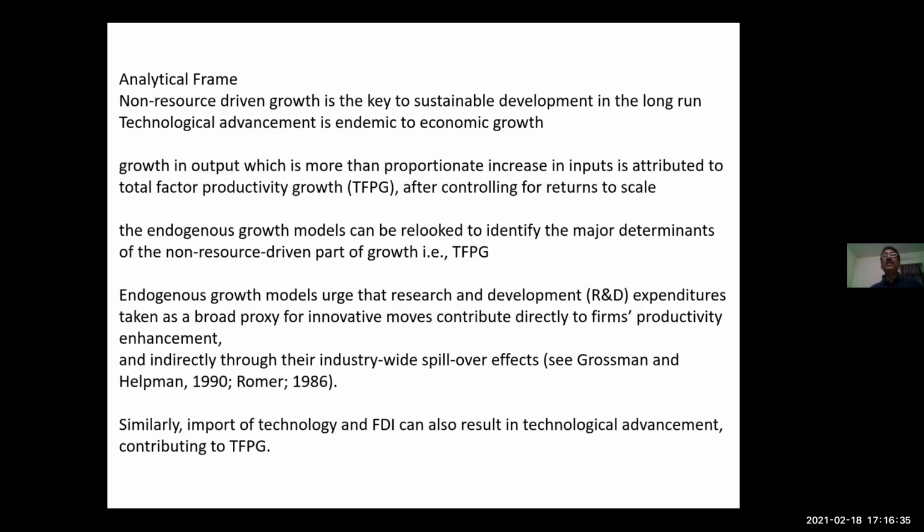Similarly, import of technology and FDI can also result in technological advancement contributing to TFPG, because the idea is that the imported technology will allow you to use the resources more economically. Similarly, when foreign direct investment flows in, it comes with technology as a package. With the implementation of that new technology, there would be a lot of ancillarization and a lot of positive spillover effects to the neighborhood, both spatially as well as in terms of the backward and forward linkages to other industries connected to the main industry. Hence that will enable firms to reap benefits in terms of higher total factor productivity growth.